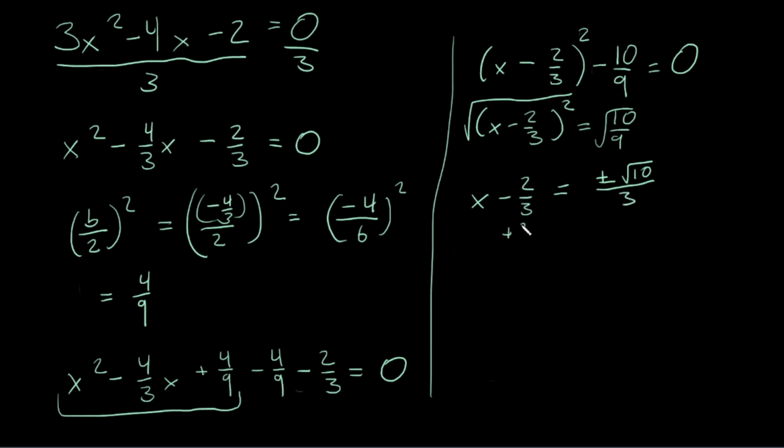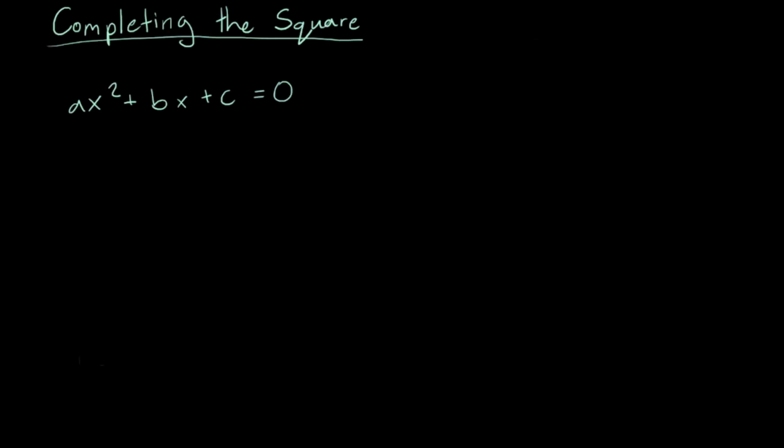We add 2 over 3 to both sides, and we'll have x is equal to 2 plus or minus root 10 over 3, and that will be our final answer. Alright, awesome. So after this, I'll show you how to derive the quadratic formula using complete the square. So this is how you derive the quadratic formula.